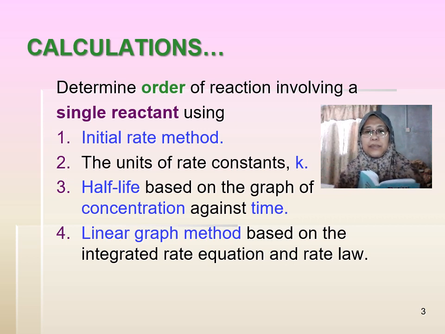And then the last method is by using the linear graph method, because we know that the integrated rate equation follows our linear graph formula, y equals mx plus c. So if we plot y, the ln A, for example, for a first order reaction against time, we're going to get the slope as negative k. We should be able to calculate k there from the linear graph. So let's look into all these methods one by one.